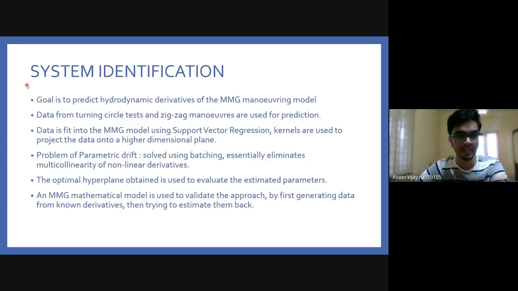So, system identification, the goal is to predict the hydrodynamic derivatives of the MMG maneuvering model from data that is derived from turning circle tests and zigzag maneuvers. So, this data is fit into the MMG model using a regression model called support vector regression.